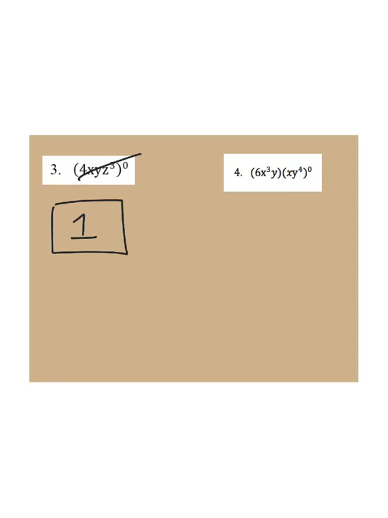Number 4, I have 6 times x to the third times y times (x, y to the 4th) all to the 0 power. So this is the only thing that's actually to the 0 power, so this is going to cancel out, and that's going to be a 1. So I'm doing 6x to the third y times 1. This is basically just going to be 6x to the third y.